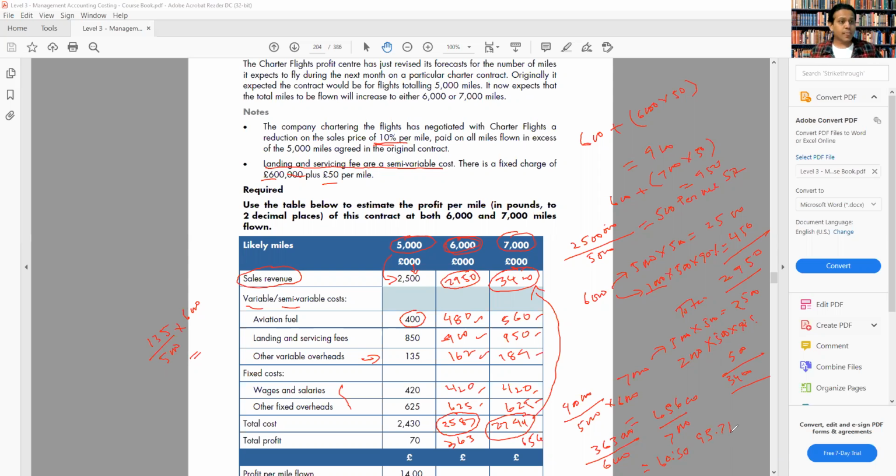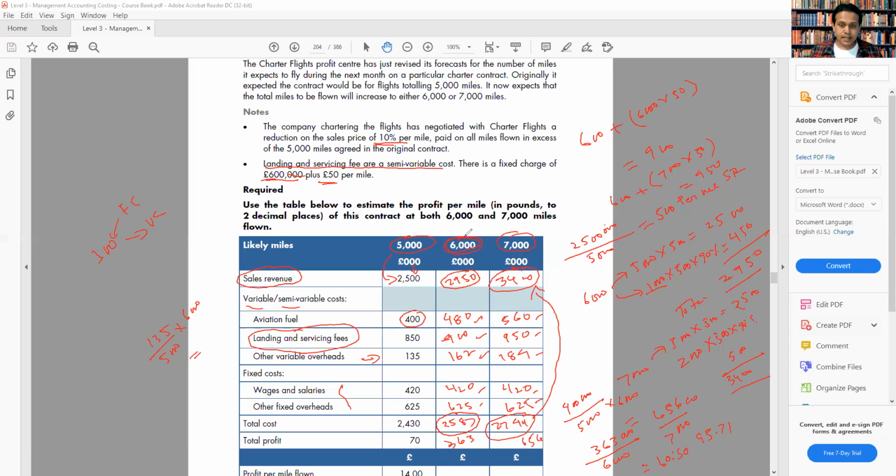All right. Question from Michelle. Can you please go through the landing and service? Of course, I can. So basically, the landing and the servicing fee is a semi-variable cost. Semi-variable cost means the fixed and the variable is a mix. For example, if I said 100 pounds is semi-variable, you need to understand some of the costs are fixed, some of the costs are variable. So you need to split it. How much cost is fixed? How much cost is variable? So the question said 600 is fixed plus 50 per mile.